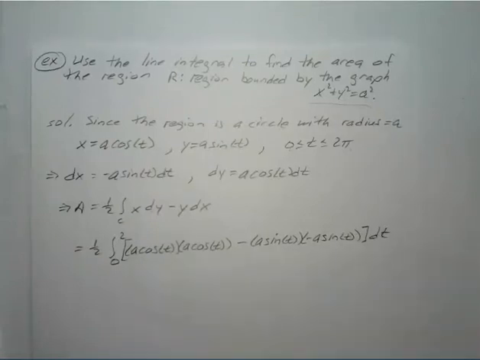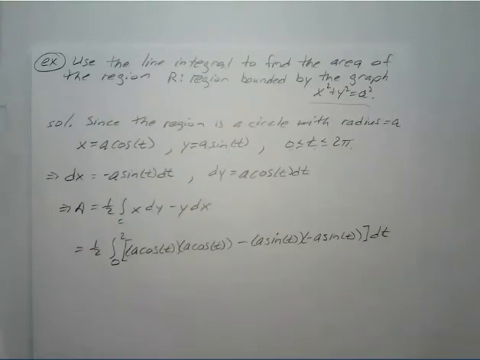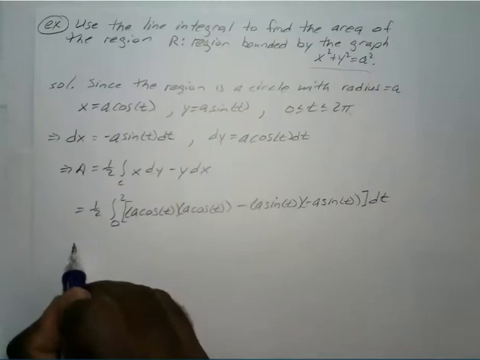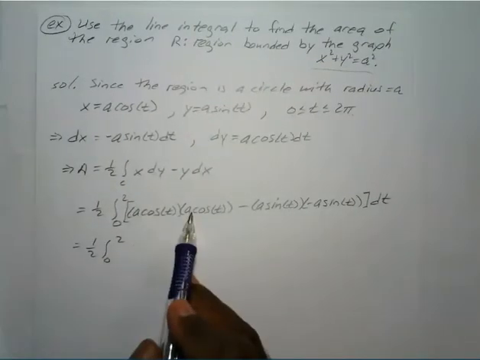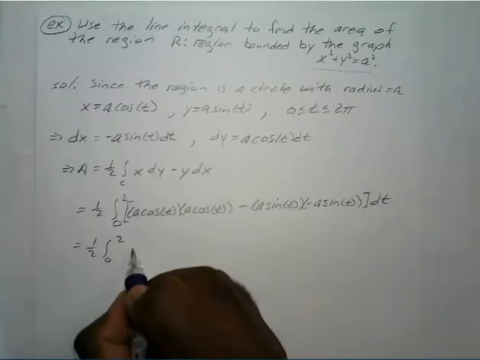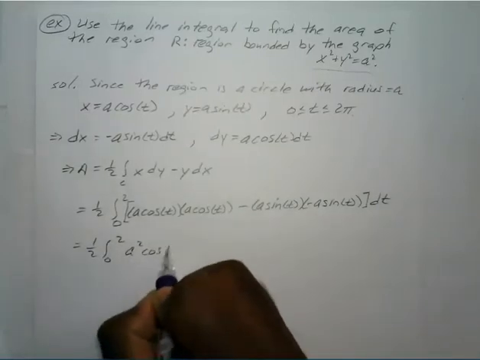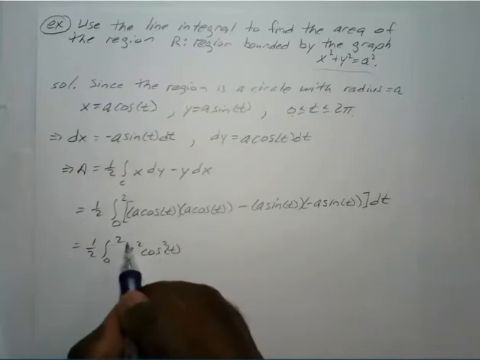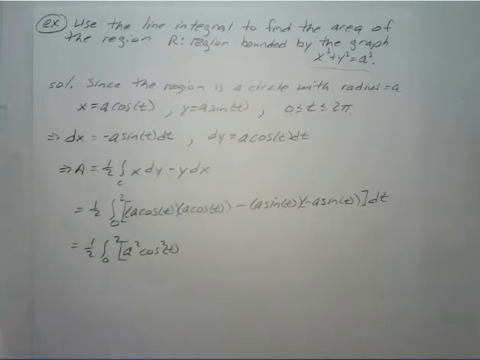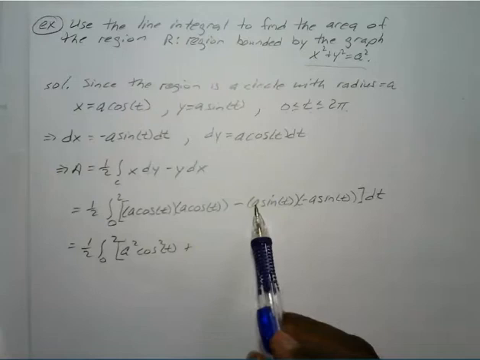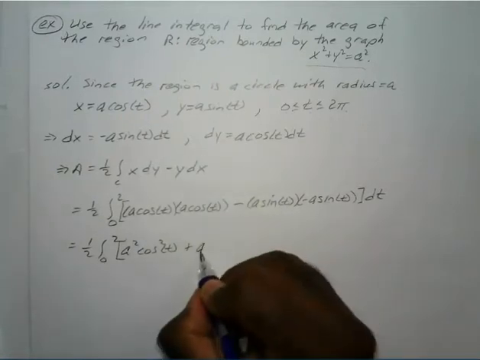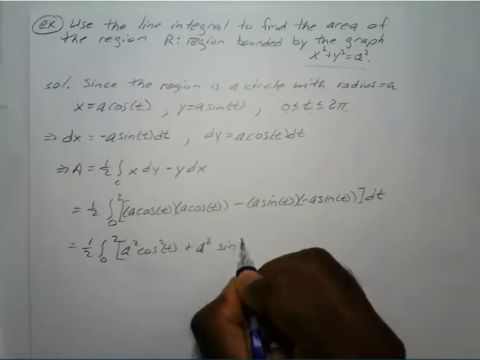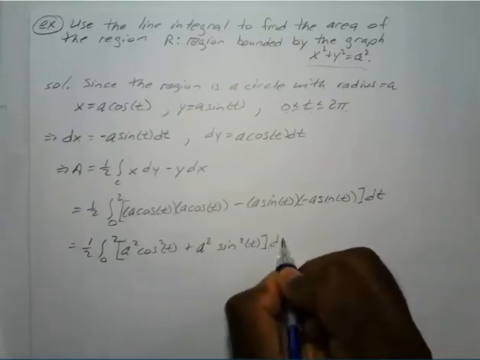And I'll put the dt right on the outside for both of them. Okay, so if we go ahead and simplify each one of those terms, we have a squared cosine squared of t plus, because you have minus and minus gives you plus, a squared times sine squared of t, with respect to t.